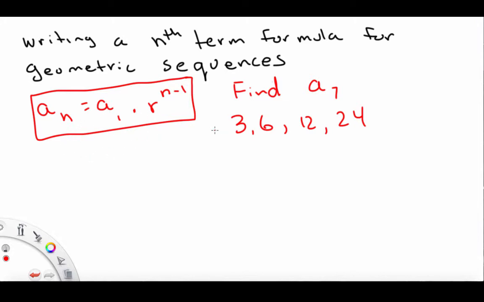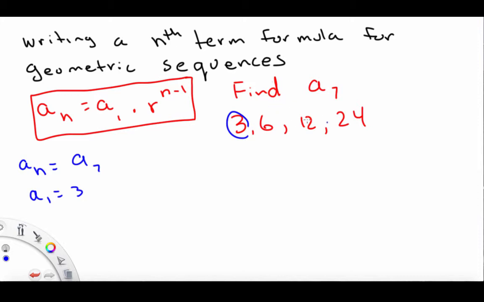So there are two things we have to do. What is the first thing we can do if we want to plug everything in? Let's look for what's given to us. We have a sub n, which is the same thing as a sub 7. Now let's look for a sub 1 in the sequence. It's right here. A sub 1 equals 3. Now let's look for our r, the common ratio.